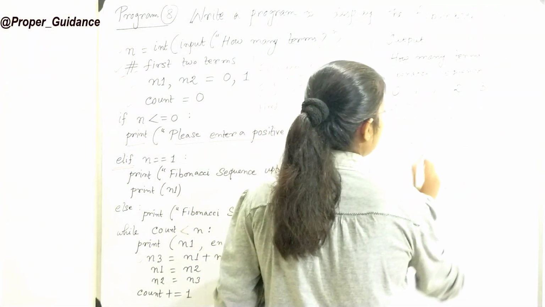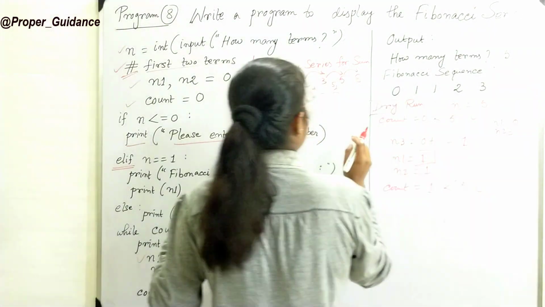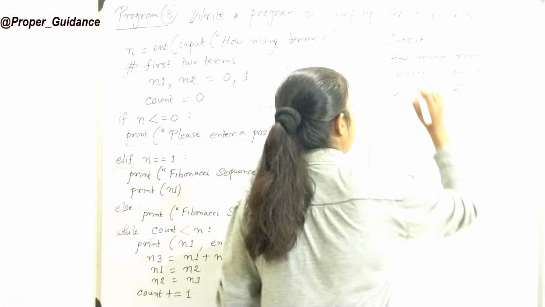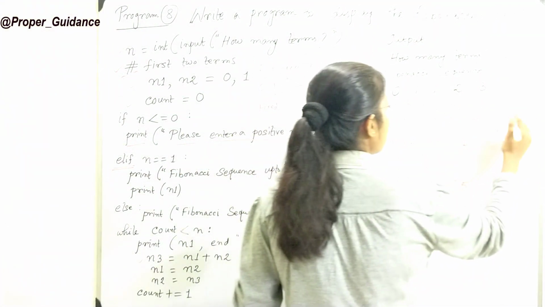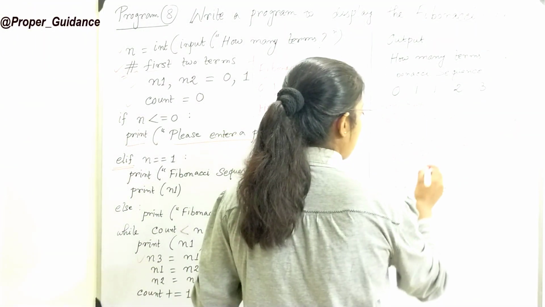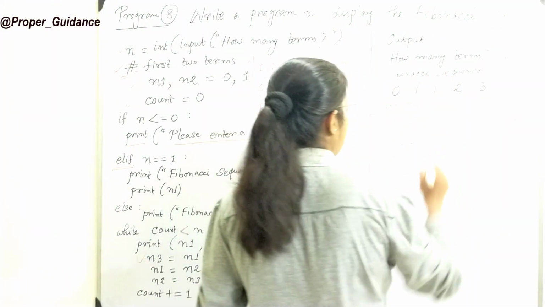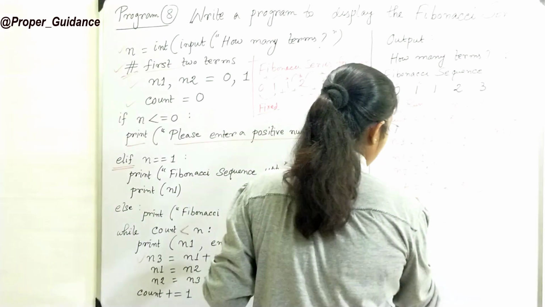So the series will first print 0. I am discussing here. First print 0. After that, this 1 is printed. n1 equals 0. This one is 0. And next this 1 will be printed. Third term, and same thing happened here also.